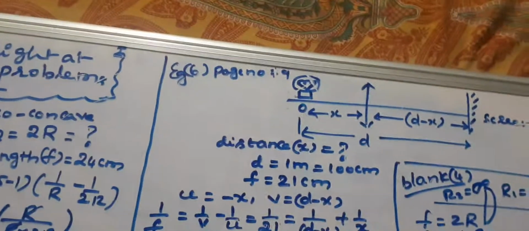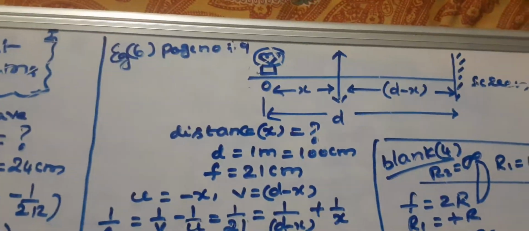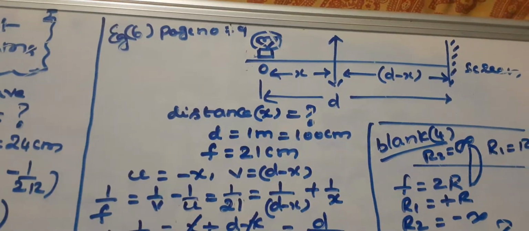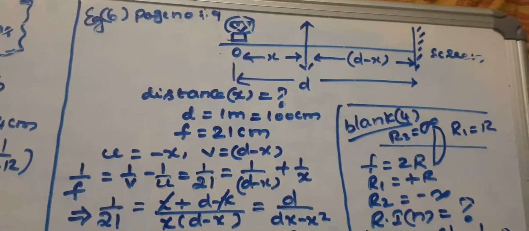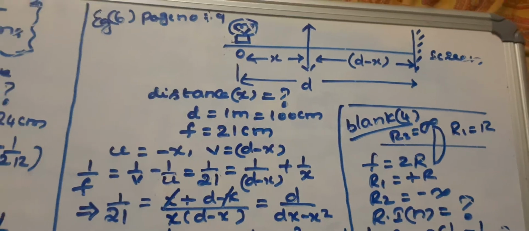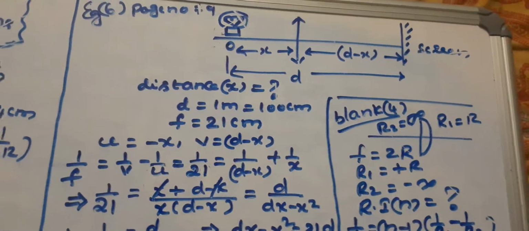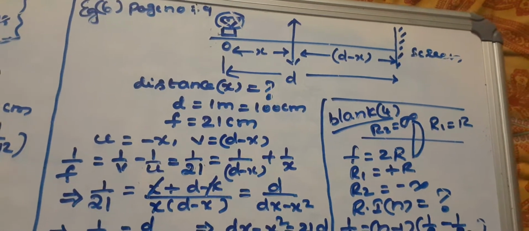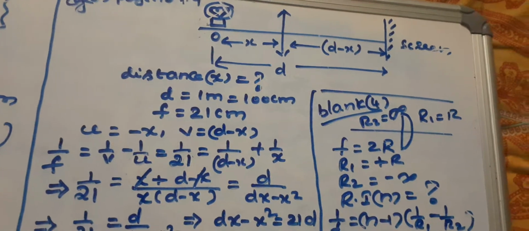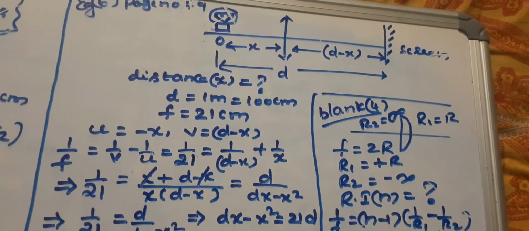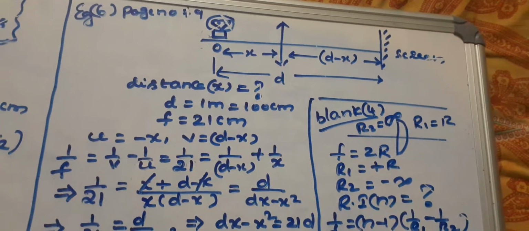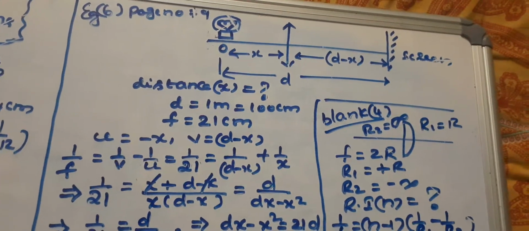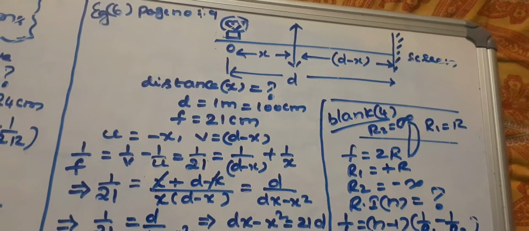Now we are taking one more problem, that is example 6 on page number 79, students. On page number 79, what is the problem? The problem is, we want to find the distance from the lens to the object to get the image of the object as a point-sized image on the screen. You can see that between the screen and the object O, a lens is placed.